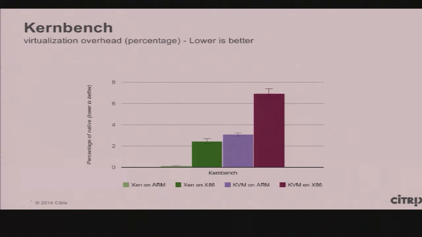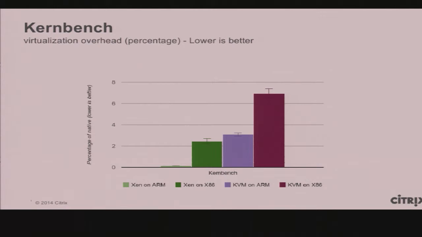So lower is better. 0 means running the benchmarks inside the VM is just as fast as native, and it's in percentage. As you can see here, Kernbench is the time to compile the Linux kernel, and Xen on ARM is close to 0 overhead. Xen on x86 is second best, at around 2% overhead. KVM on ARM is about 3%, and KVM on x86 is about 7%.